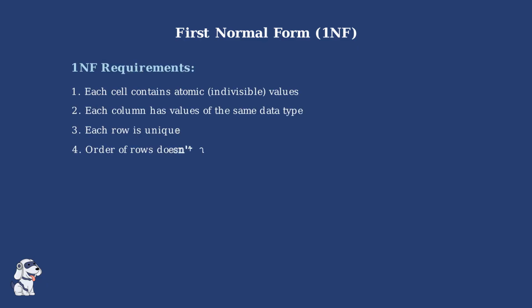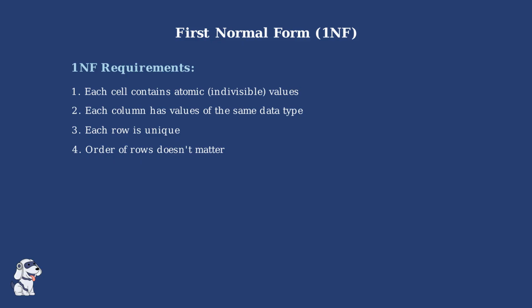It establishes the basic rules that every relational database table must follow to be considered properly structured. First normal form has four fundamental requirements. Each cell must contain atomic values that cannot be divided further. Each column must contain values of the same data type.